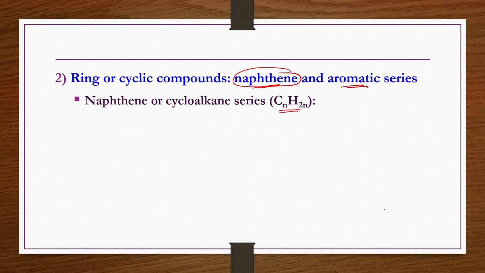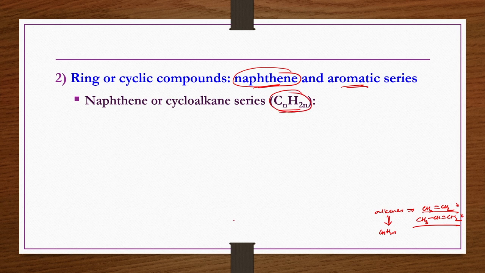Actually, olefins or alkenes, like CH2=CH2, ethylene, right? Propylene, CH3-CH=CH2, this is propylene. So these double bonds are unsaturated ones. Because of the double bonds, they are unsaturated. Their common formula is CnH2n. Whereas naphthene and cycloalkanes would also have the CnH2n form.